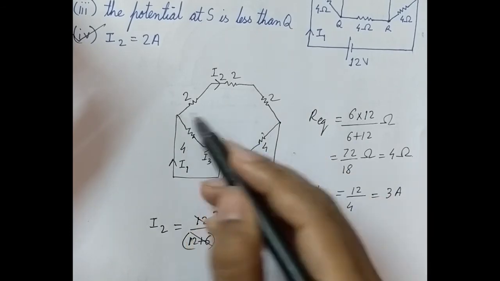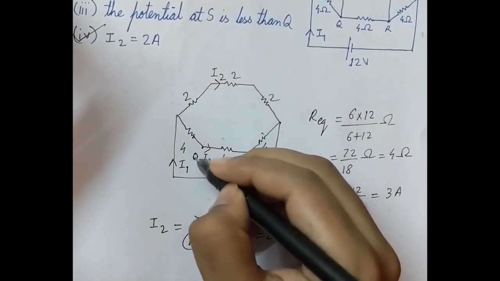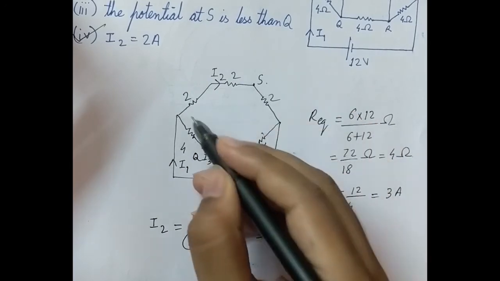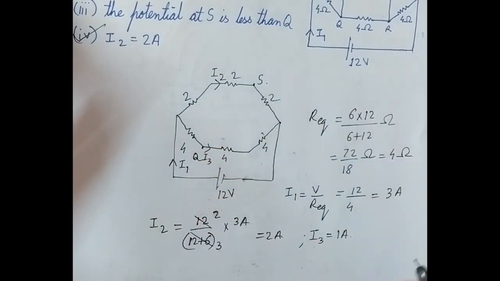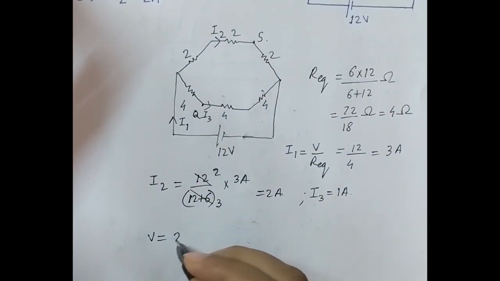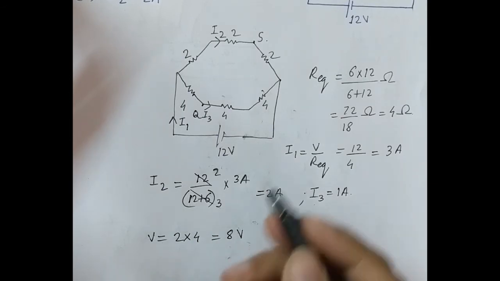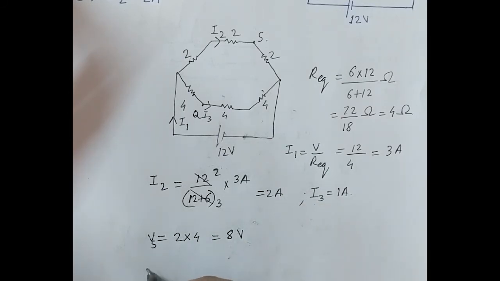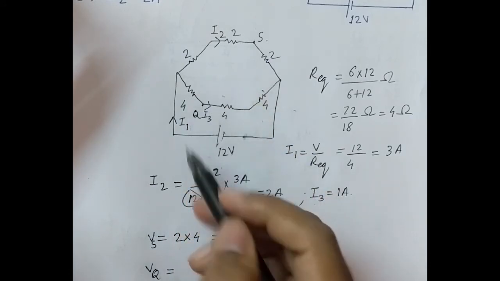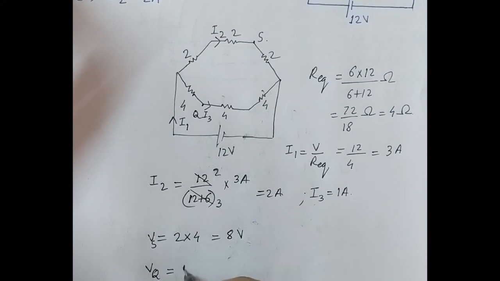So the potential drop across this is point Q and this is my point S. The potential drop across this region is equal to I2 into the resistance 4 ohms. So V is equal to 2 into 4, that is 8 volts. This is Vs, and your VQ is equal to... the resistance is still 4 ohms, but the current here is only 1 ampere, so 1 into 4, that is 4 volts.